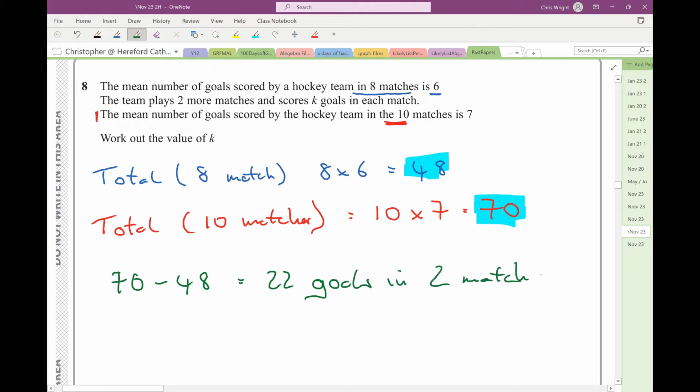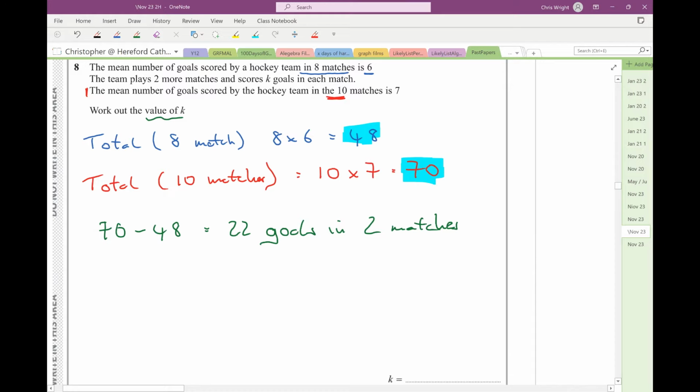Okay, now work out the value of K. Well, K was the number of goals they scored in each match, wasn't it? So K must be 11 because in those 2 extra matches they scored 22 goals. So they must have scored 11 goals in each of the matches. And that's number 8 done.